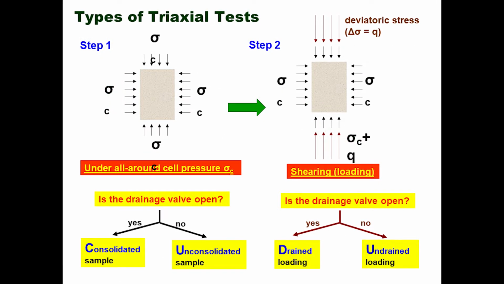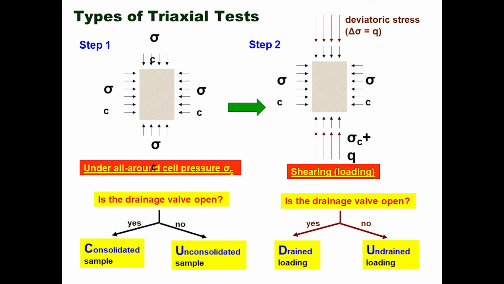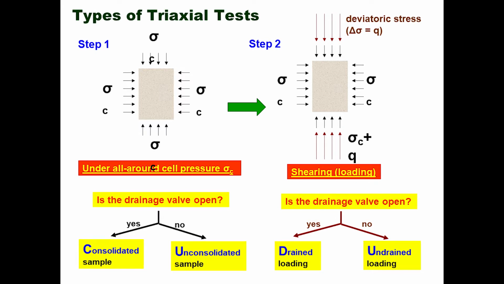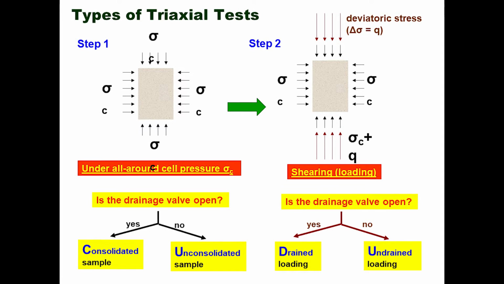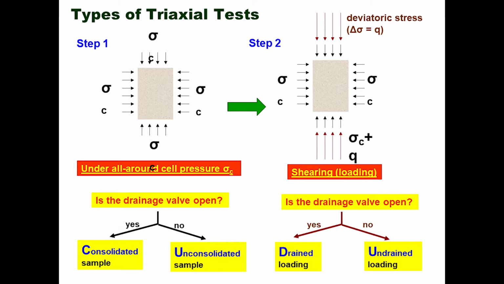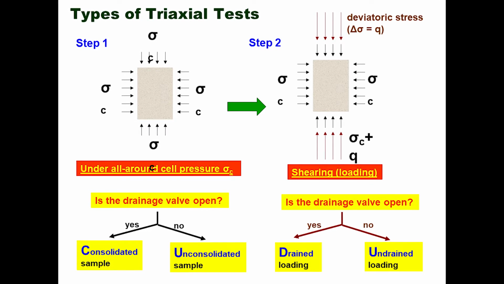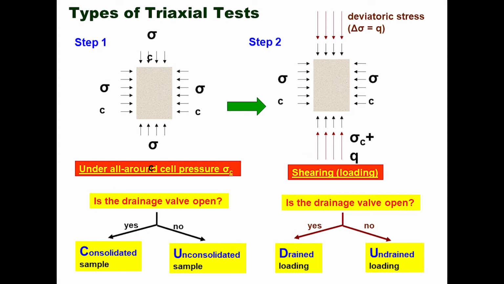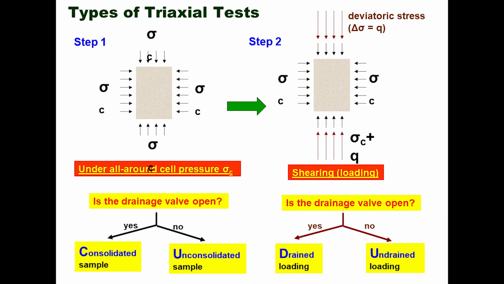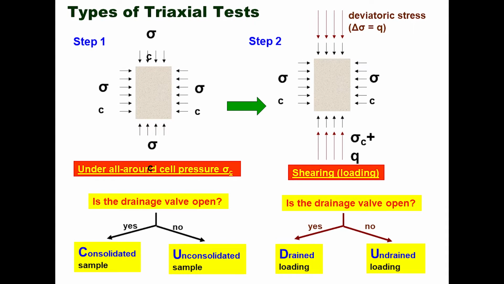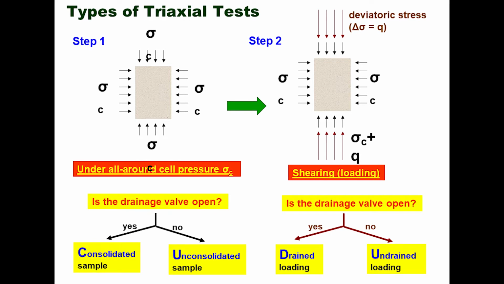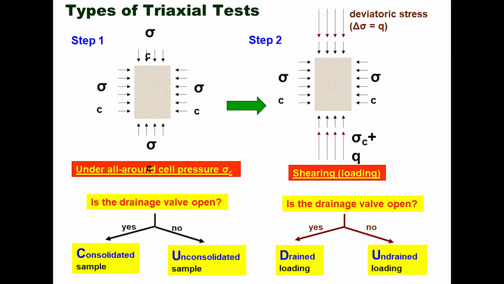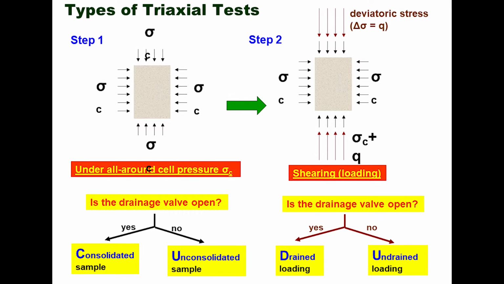Types of triaxial test. If the drainage valve is open, a consolidated sample is tested, and if the drainage valve is closed, then it is an unconsolidated sample. If drained loading or undrained loading is applied, this is the shear load under all-round cell pressure. That is done. Then step 2: delta sigma is equal to K, which is the deviatoric stress, also called deviator stress.